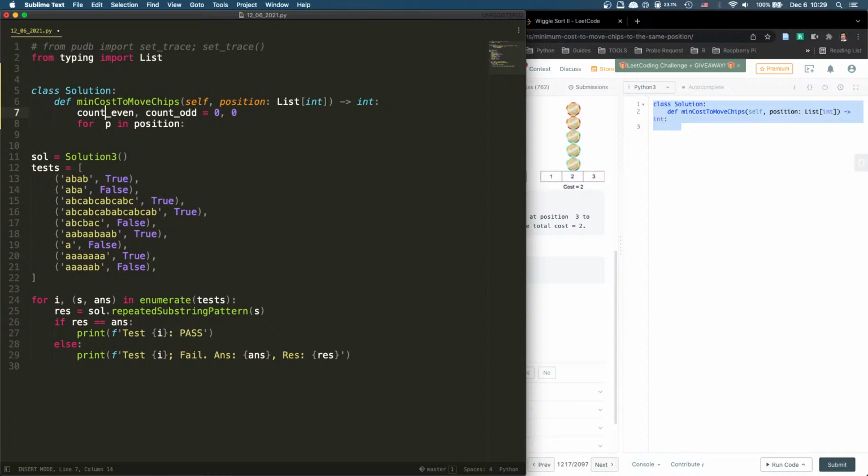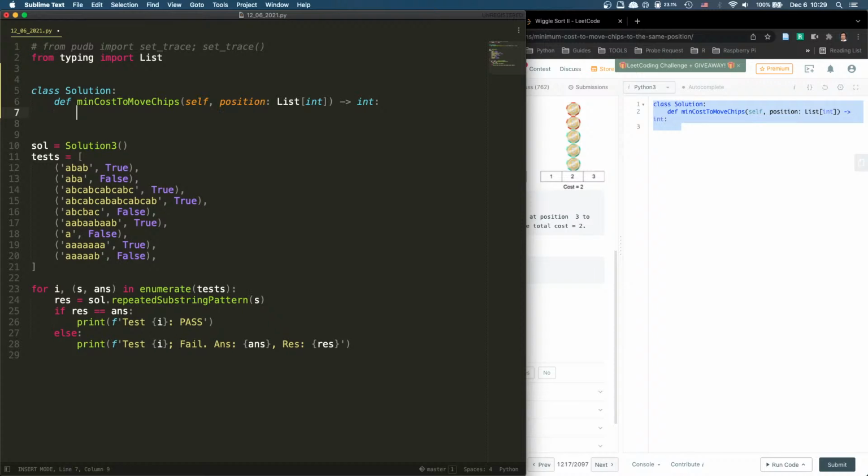Yeah, maybe this one will be a better one. Hold on, let me see. So we can say sum, right, for P in position. We say P and 1, right? So we sum this, and then we say this is total odd, right? Total odd is this.